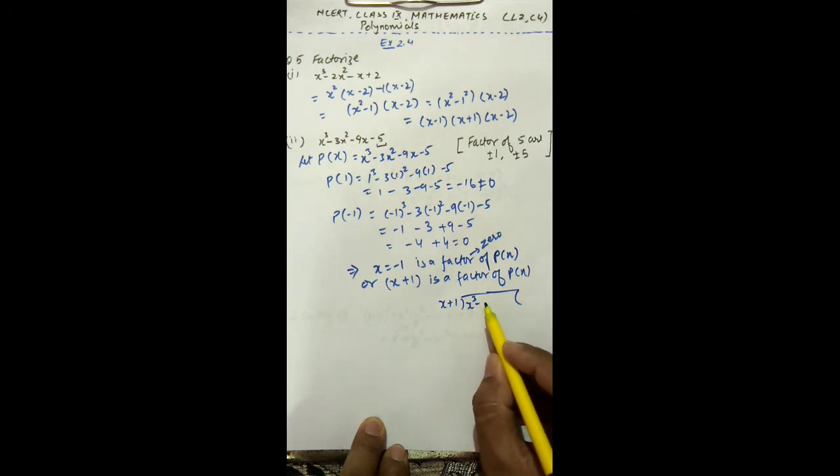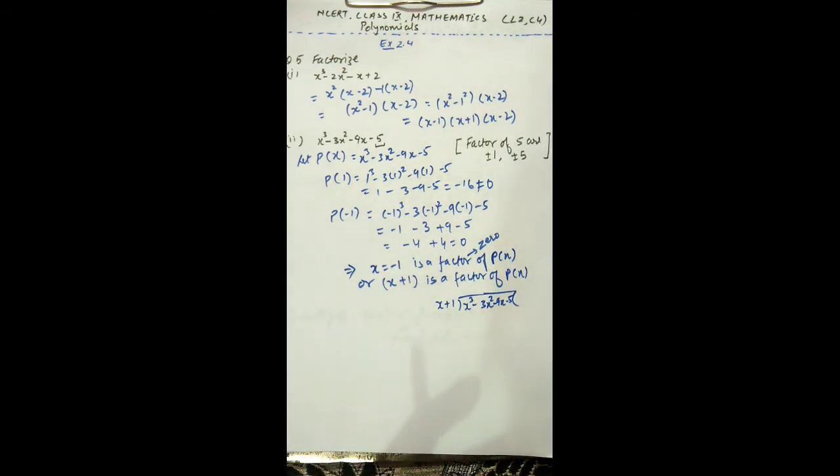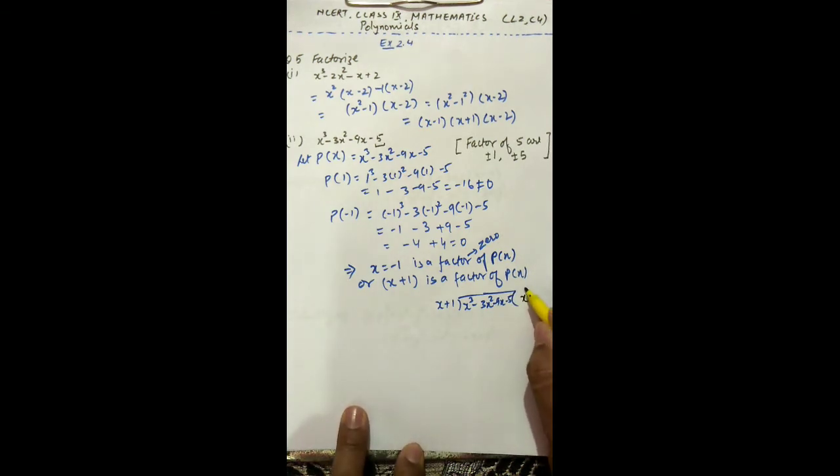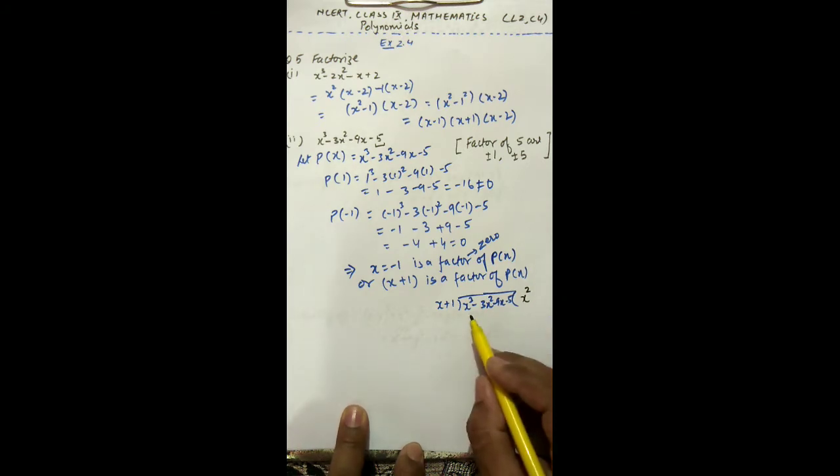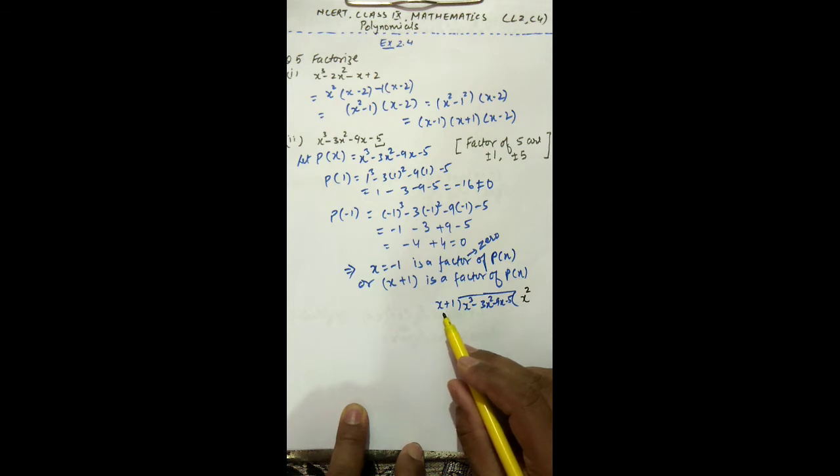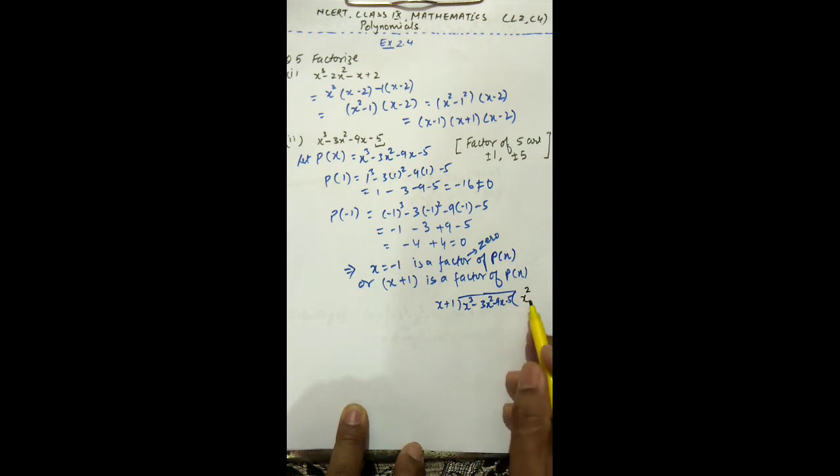x cube minus 3x square minus 9x minus 5. So now we do the long division and we see what we get as the quotient, but this is sure that you are going to get remainder as 0 because this is the factor. So first term will be your x square. How have I got this x square? You know that the rule is that you take the first term of the dividend and divide it by the first term of the divisor. So x cube upon x is x square. So x square will become your first term of the quotient.